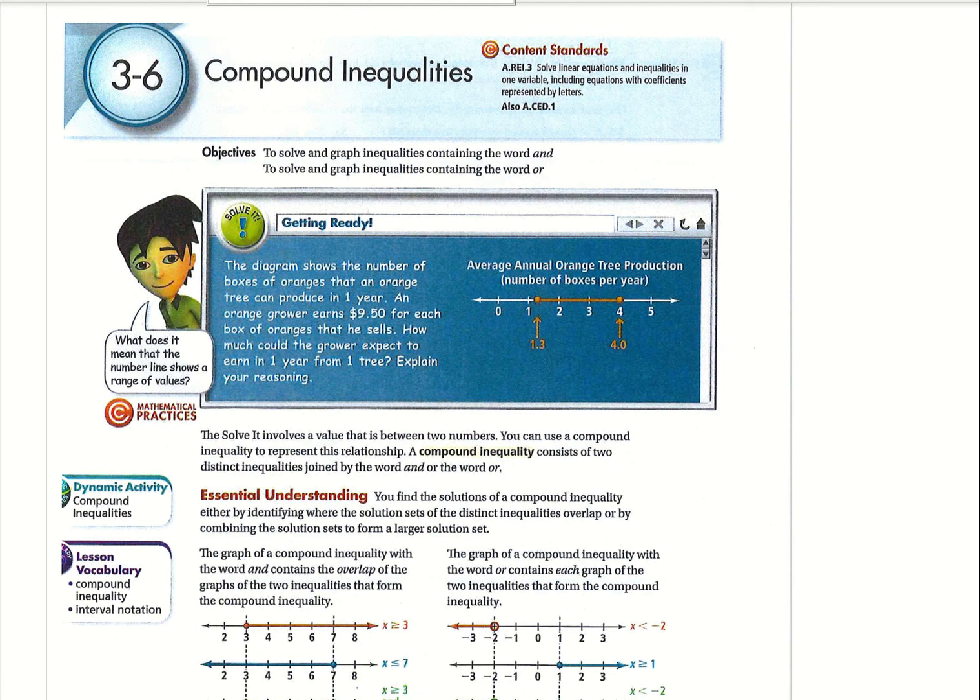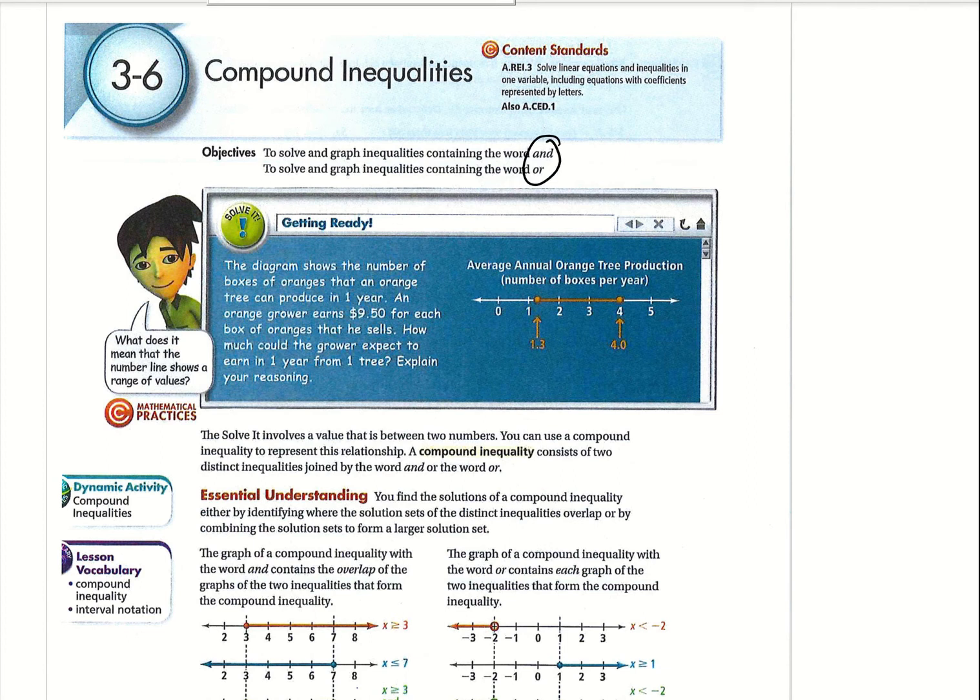Today we are doing compound inequalities. We'll get into what that means. But our objective is to solve and graph inequalities that contain the word and or the word or.